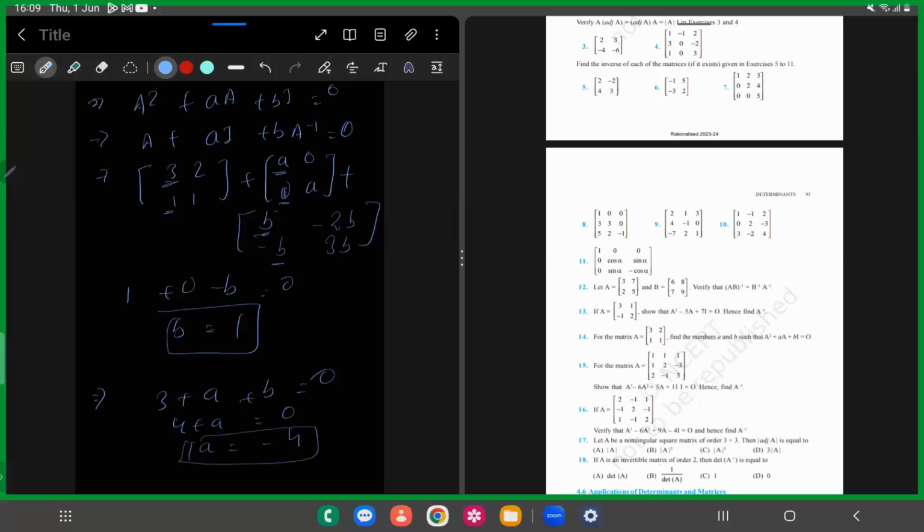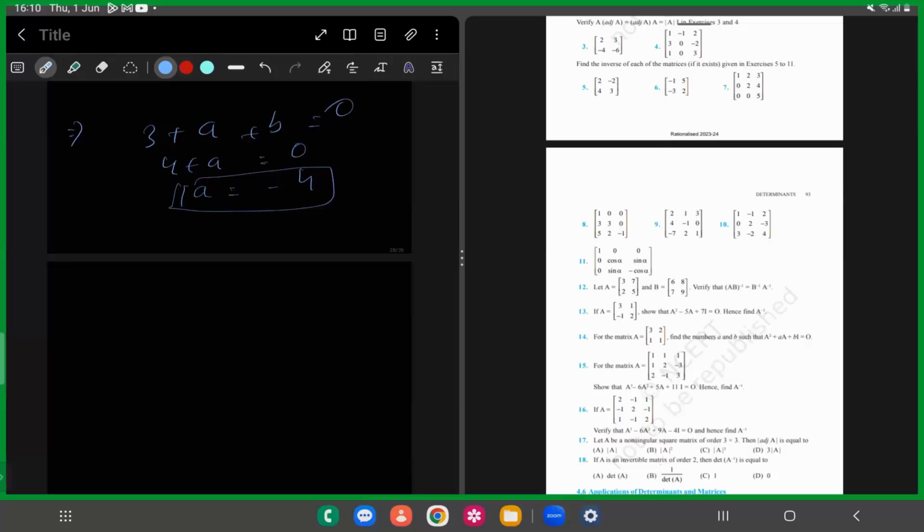So this is simply our final result. Okay. And for question number 15 and 16, you have to verify one algebraic equation that involves matrices, and you have to find A inverse also.